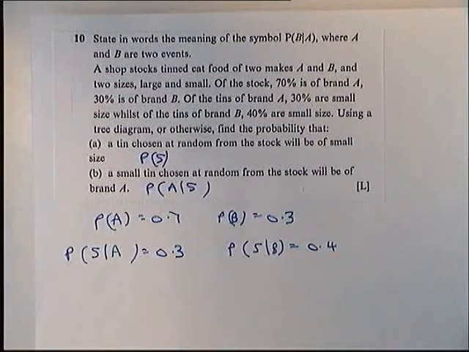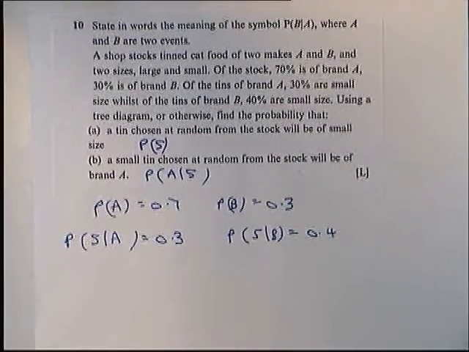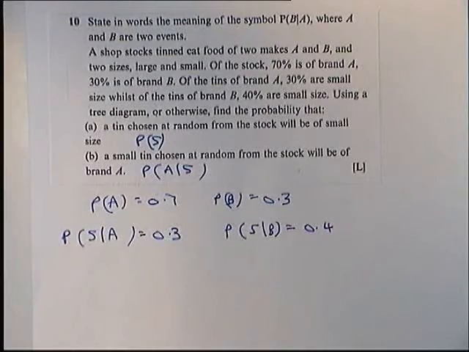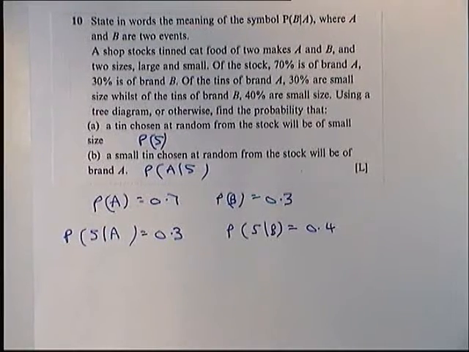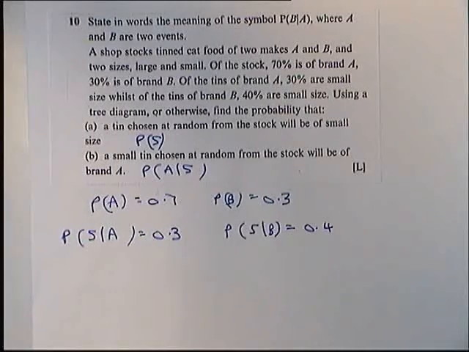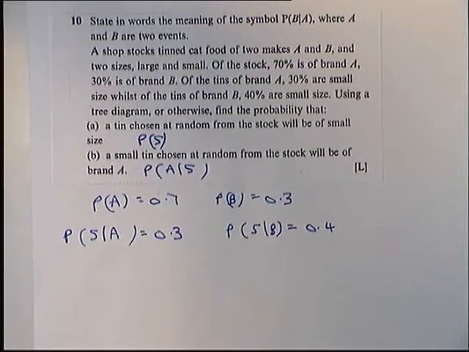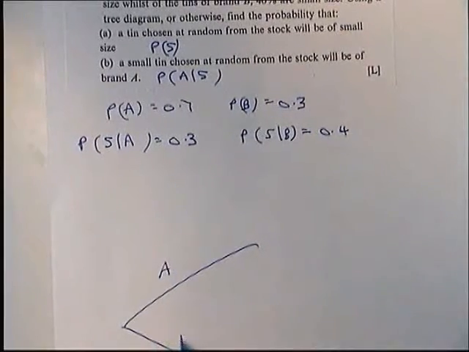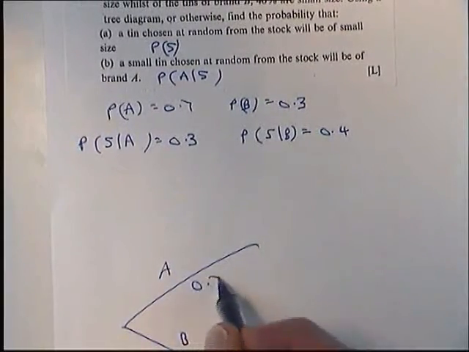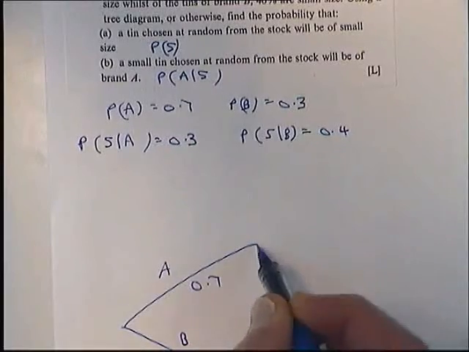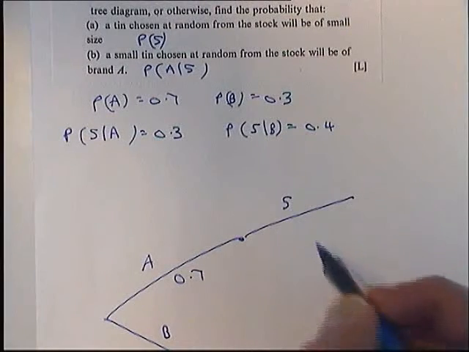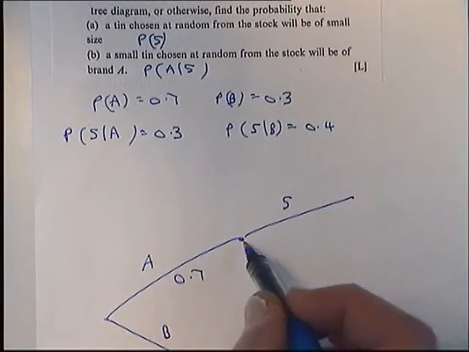If it says using a tree diagram or otherwise, tree diagram is probably the way to go. So, for a tree diagram you should have a two-stage process. First stage and a second stage. What do you think stage 1 will be? Brand A or brand B. Yeah, brand A or brand B. So, tree diagram, A or B, and we know the probabilities are 0.7 and 0.3. And then we're going to have small. I didn't call the not small size anything, did we? So small or not small.